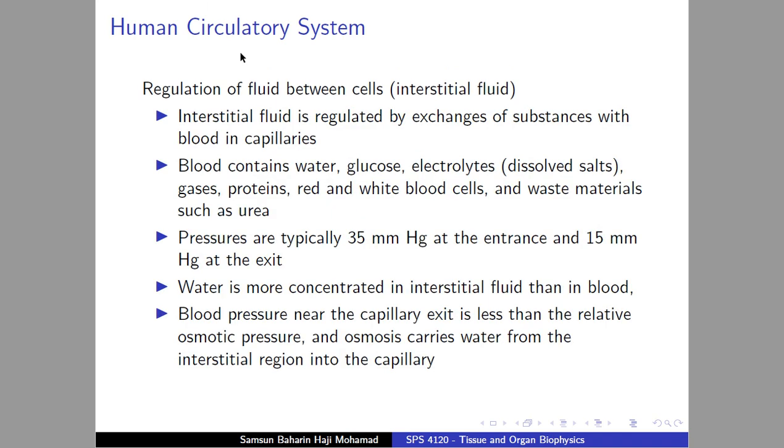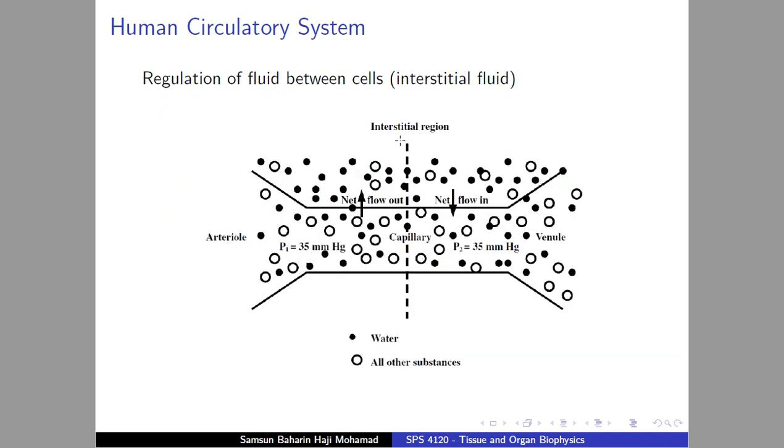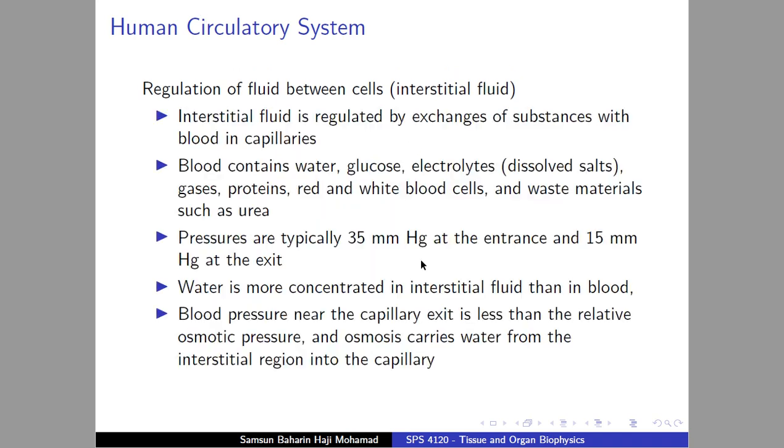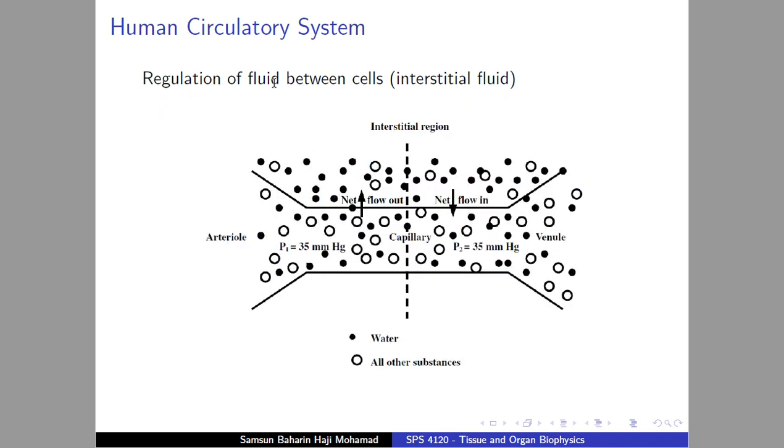So water is more concentrated in interstitial fluid than blood. Okay, so here there is more water than here. Blood pressure near the capillary exit is less than the relative osmotic pressure, and the osmosis carries water from the interstitial region into the capillary. Okay, this is the interchange.